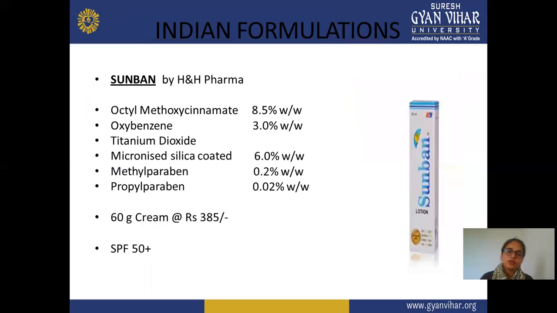The next Indian formulation is Sun1, available as a cream by HH Pharma. It contains octyl methoxycinnamate 8.5%, oxybenzone, titanium dioxide, and macrolide silicone 6%, methyl paraben 0.2%, and propyl paraben also 0.2%. It is available in cream form, the total volume is 60 gram, and the price is rupees 385. SPF is 50.